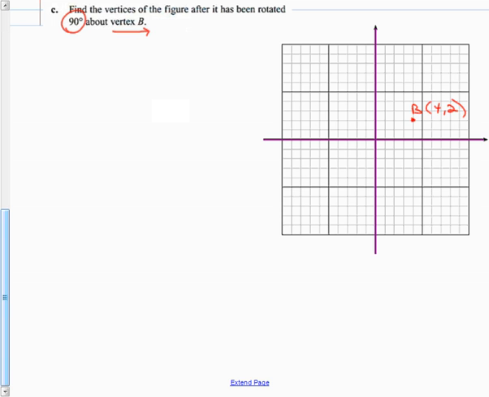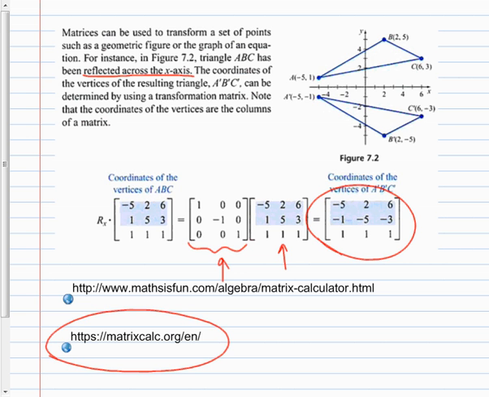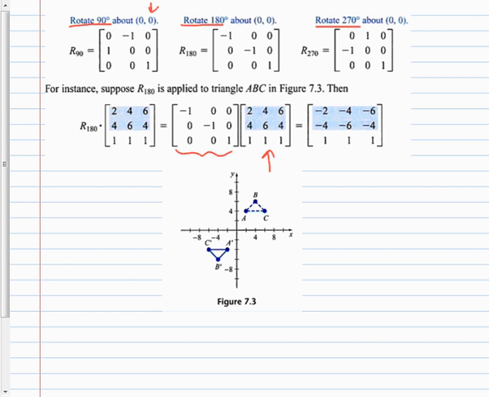So they want it rotated 90 degrees, but they want it rotated about vertex B. We don't have a matrix that rotates about vertex B. We only have a matrix that rotates about what? The origin. We only have one that rotates about the origin. Let me see if I can find it here. Where were my rotation ones? There's my rotation ones, right here. Rotate 90 degrees, but it's about the origin.